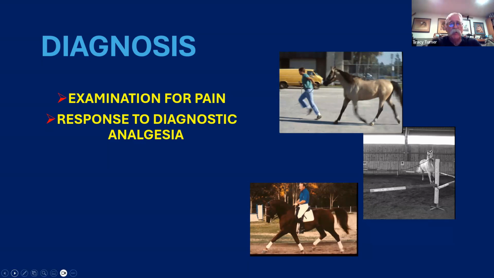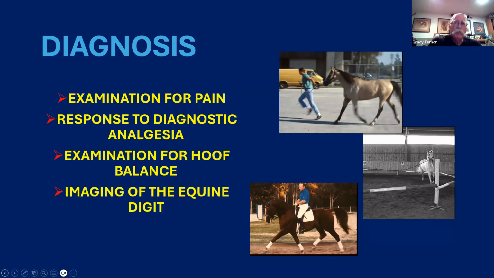That's the palmar digital nerve block. So depending on what's been done before will depend on what I choose to do. Then I always have an examination for hoof balance. I want a complete assessment of looking at that foot clinically and then also radiographically, so I know how the bones actually sit inside that hoof capsule. And that obviously is going to require some sort of imaging of the equine digit.